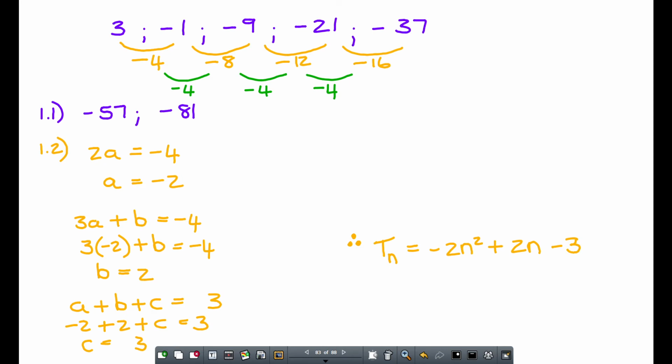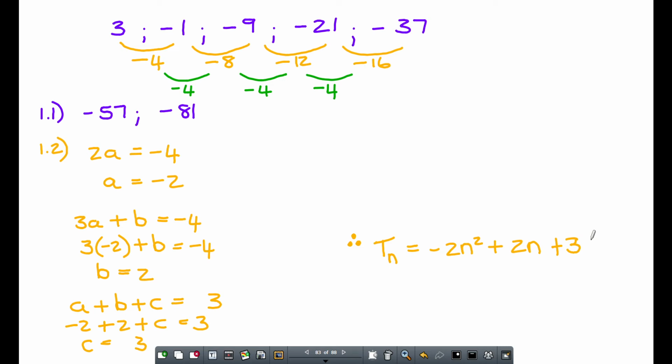Okay, is julle reg? Any questions there? En dan gaan hierdie net moet wees plus 3. So A minus 2, B positive 2, C 3. Okay. Enige vrae?